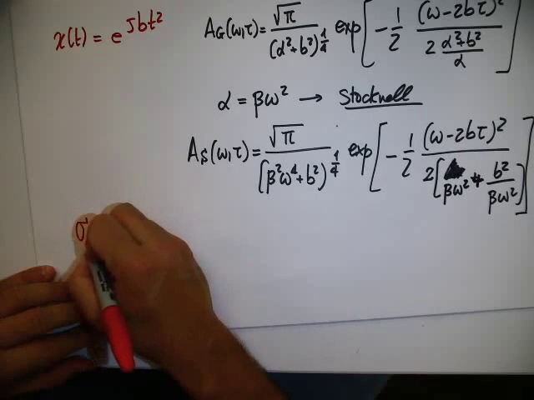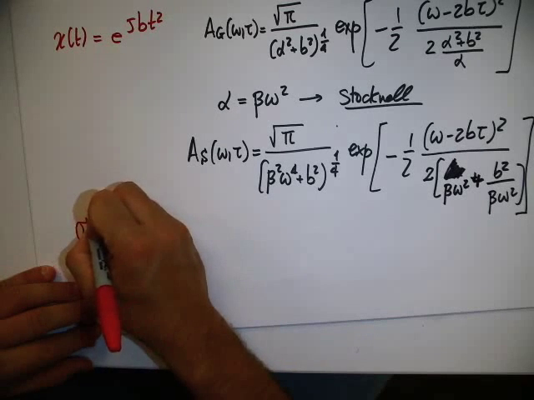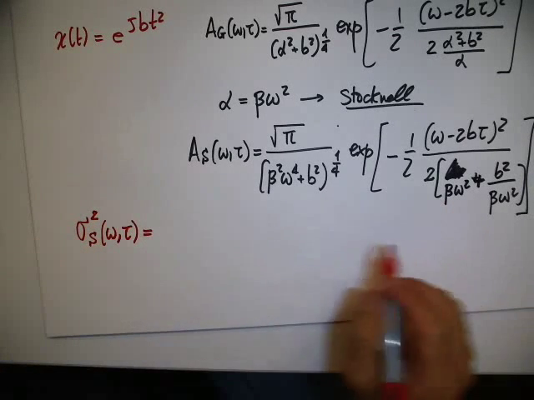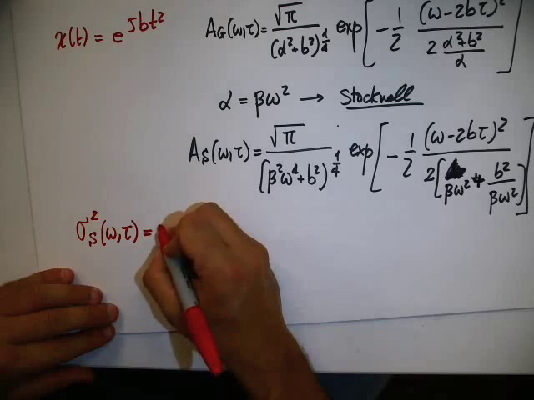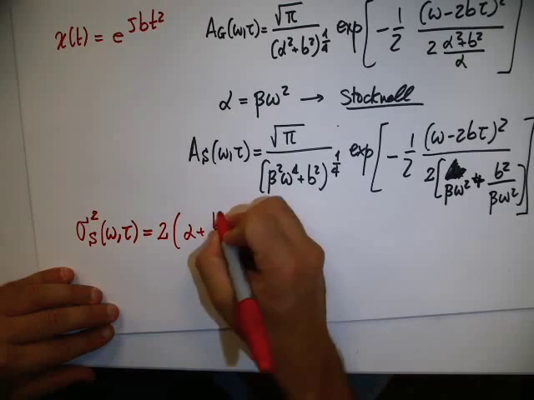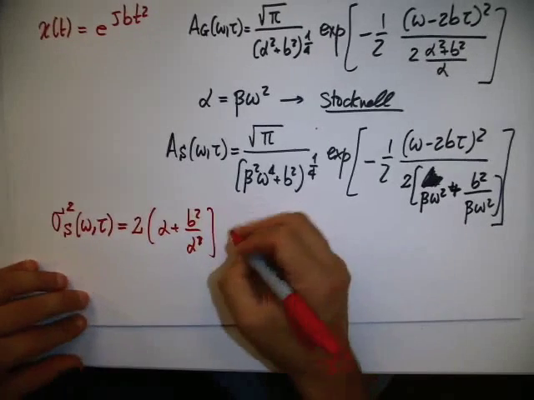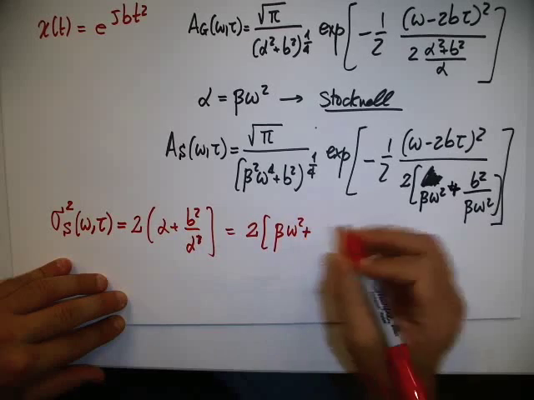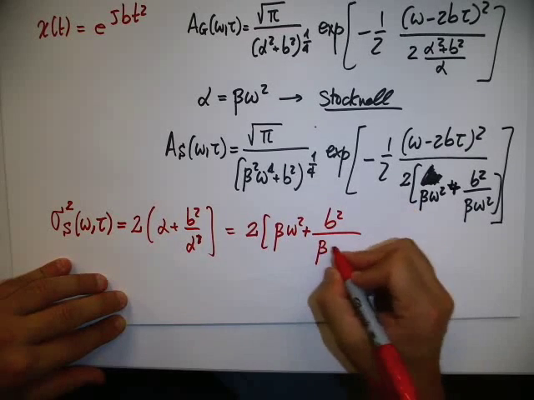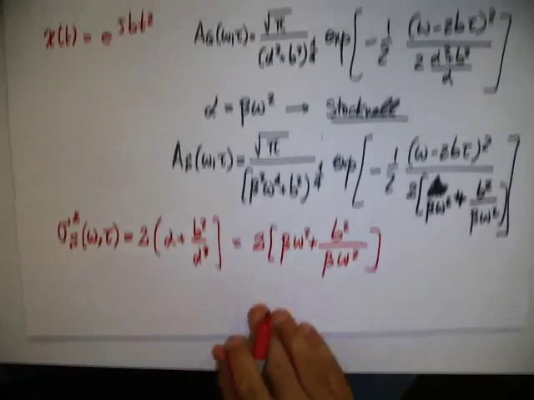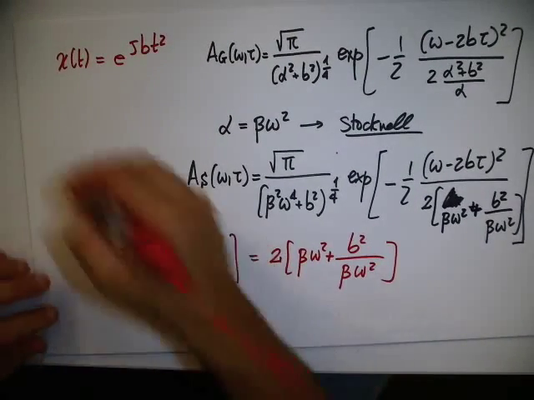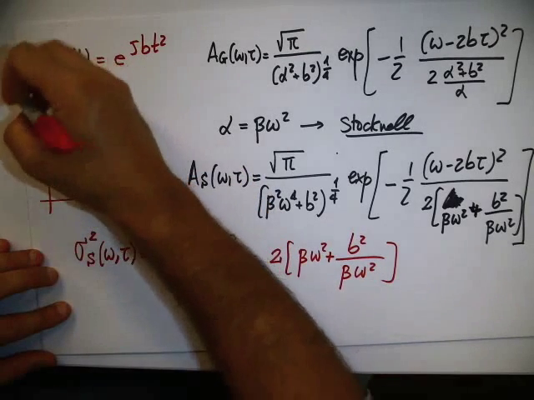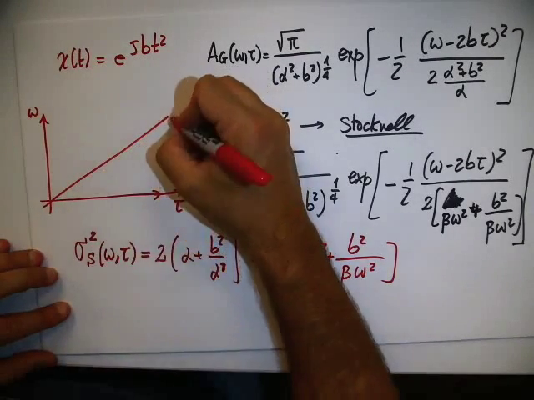Okay, in particular, the variance, the spread around the mean, which depends upon omega and tau, is equal to, remember, twice alpha plus beta squared divided by alpha. So it's equal to 2, which multiplies beta omega square plus b square divided by beta omega square. And again, what we see is that now we get a spread that depends upon the frequency.